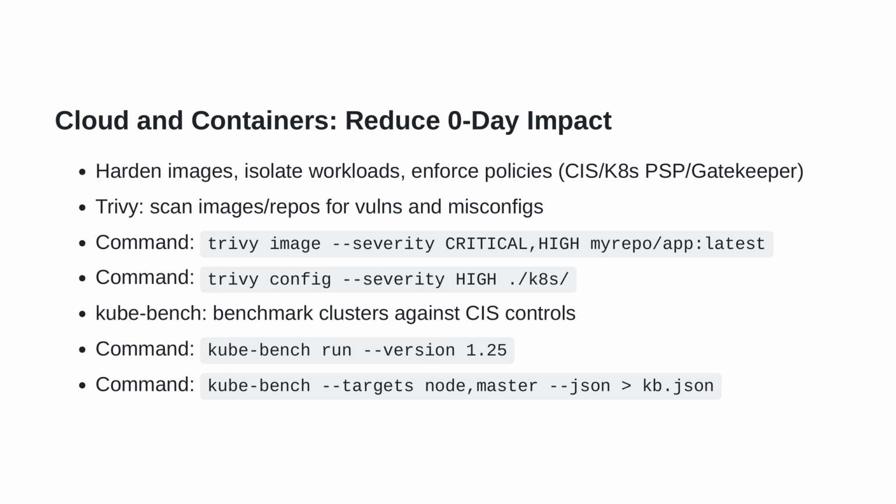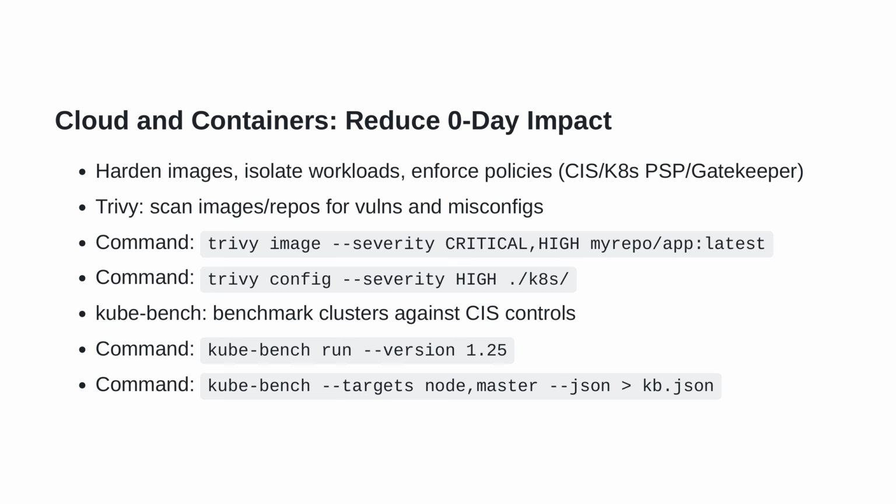On this slide, we focus on reducing the impact of 0-days in cloud and container environments. Start by hardening images: use minimal bases, remove unused packages, drop Linux capabilities, and set read-only root file systems. Isolate workloads with namespaces, network policies, and strict RBAC. Then enforce guardrails with security benchmarks and admission policies aligned to CIS controls, and use Kubernetes pod security policies where available or Gatekeeper/OPA to block risky configurations at deploy time.